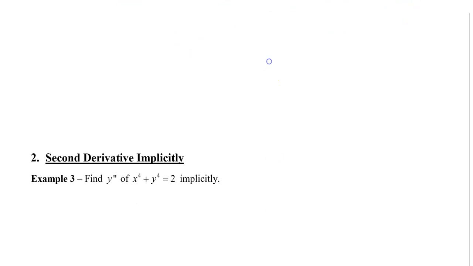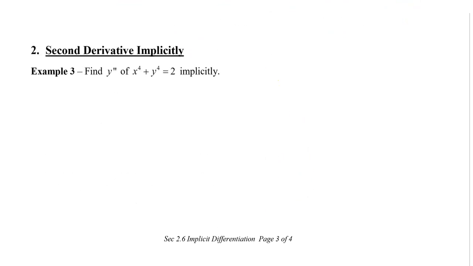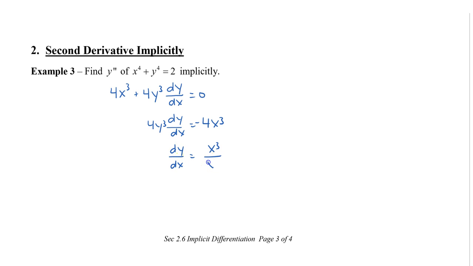Okay. Now one more thing I want to show you before we end is how do we find the second derivative implicitly? So we have 4x cubed plus 4y cubed, and because we're differentiating with respect to x, remember this will be dy/dx equals 0. So I'm going to say this is dy/dx, and let's isolate that. And then we have dy/dx is equal to x cubed divided by y cubed, and this is negative.